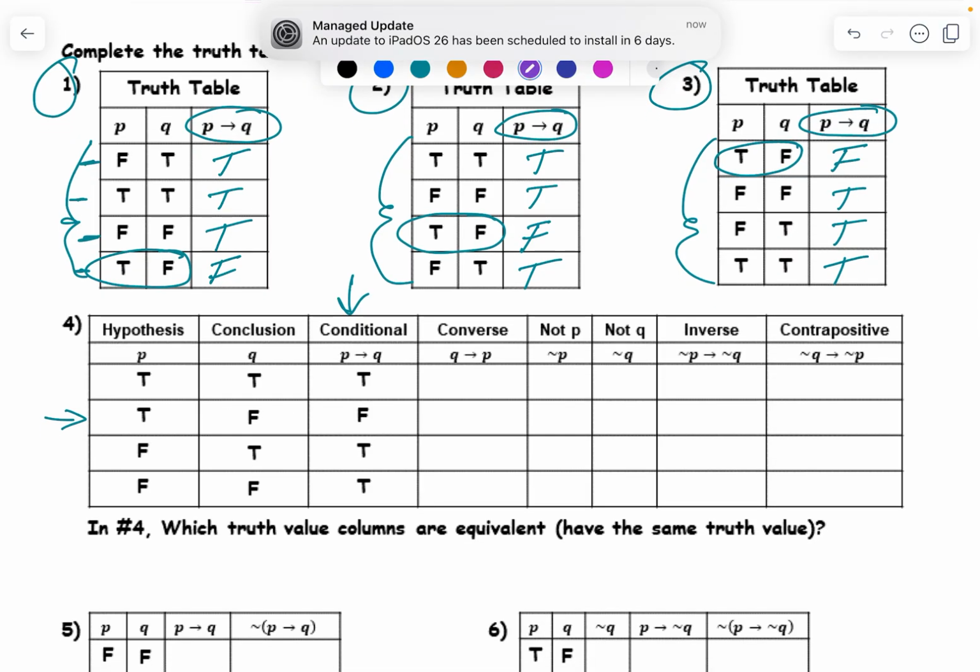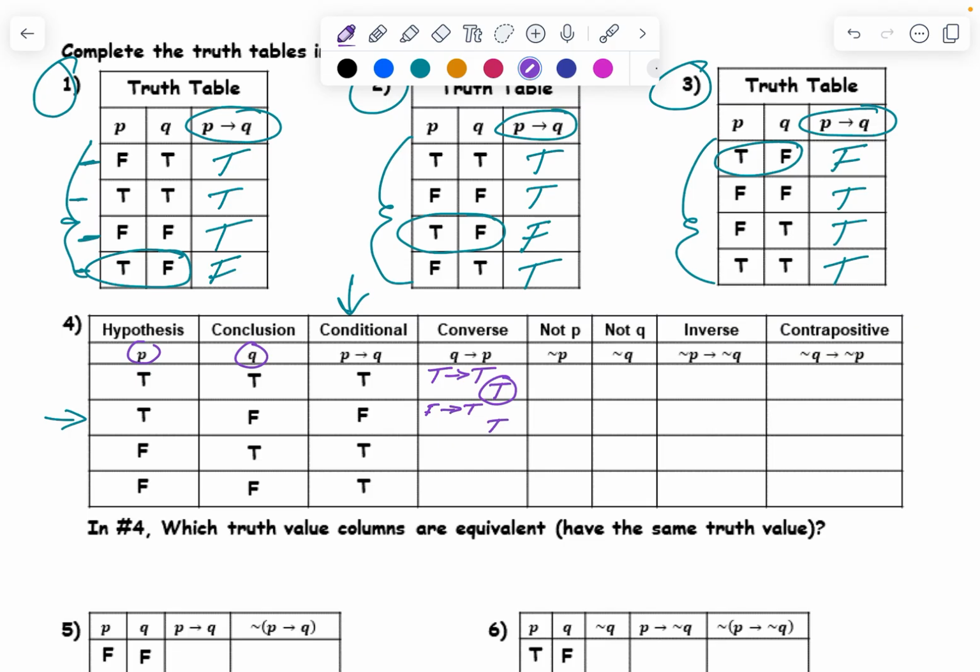So I think it's good. Here's our Q, here's your P. If Q true, then P true, that's true. If Q, which is false, then P true, that's true. If Q true implies P false, that's our false one. And if false, then false is true. So you can see these are different than the conditional.